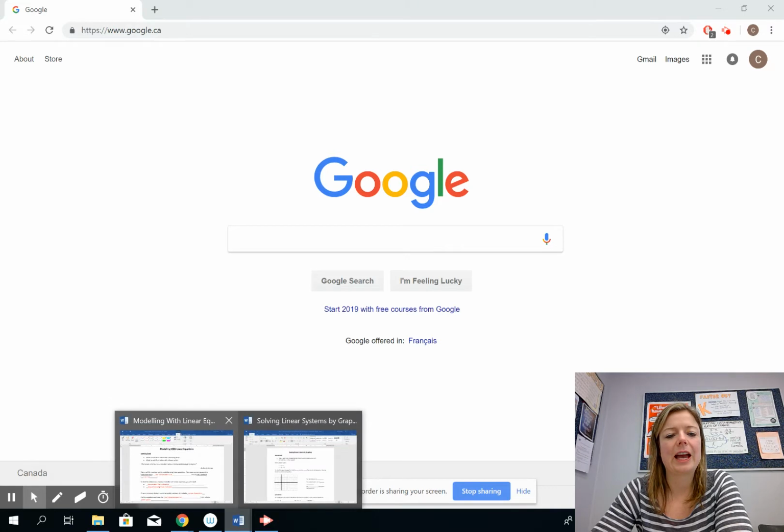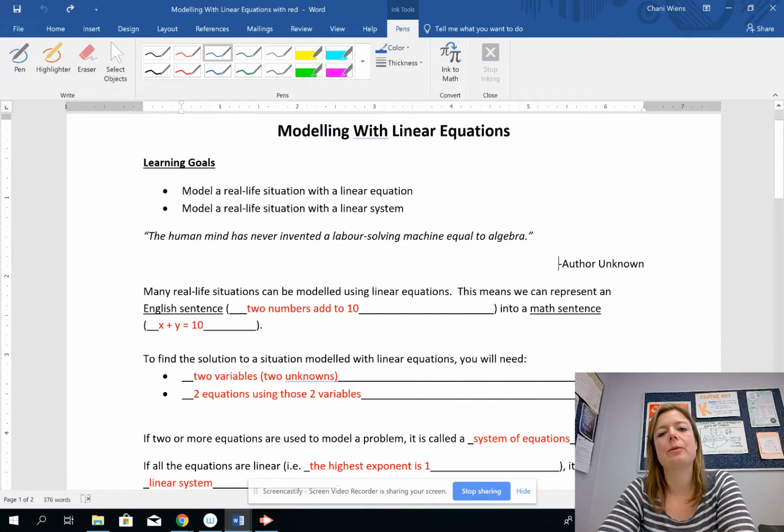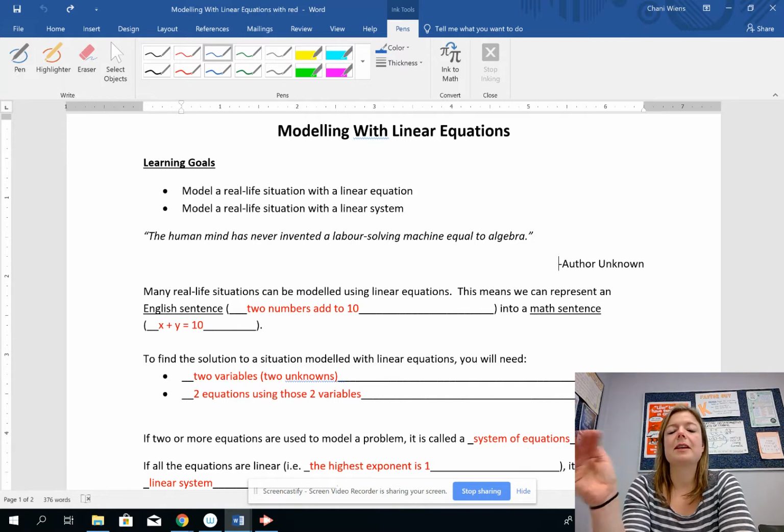Today we are learning how to model with linear equations. So our learning goals today are we're going to model a real life situation with a linear equation and then model a real life situation with a linear system. So a linear equation is just one equation, whereas a system is when we look at two different equations.